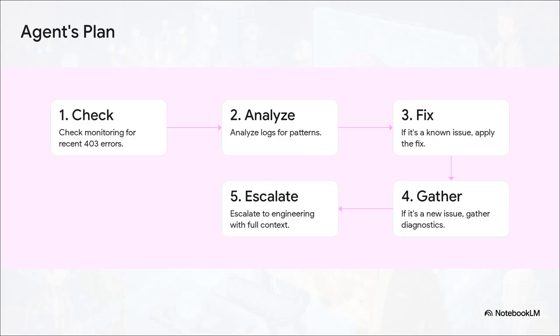And just from that one sentence, the agent comes up with this whole 5-step plan all on its own. First, it's going to confirm the problem in the monitoring system. Second, it'll dig into the logs to see what's going on. Third, if it's seen this before, it'll just apply the fix. Fourth, if it's a brand new problem, it'll gather up all the diagnostic data. And finally, it'll create a ticket for the engineers with everything they need to know. That's its whole strategy created on the fly.